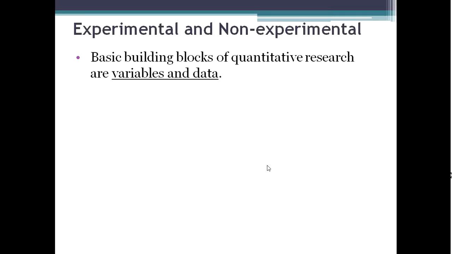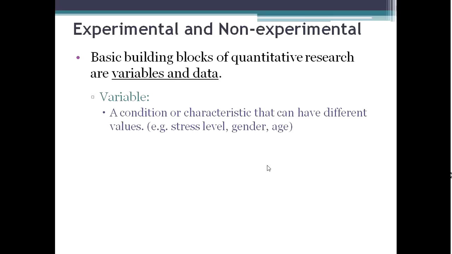Now, when we talk about quantitative research, experimental and non-experimental quantitative research, the basic fundamental building blocks or aspects of this paradigm are variables and data. So a variable is a condition or a characteristic that can take on different values. Basically, anything that we can quantify and measure, we can think about as being a variable.